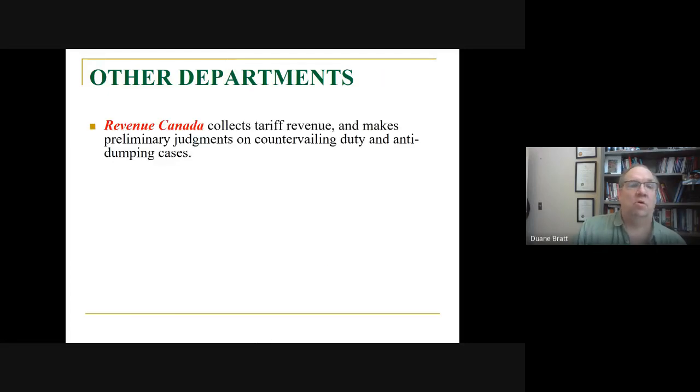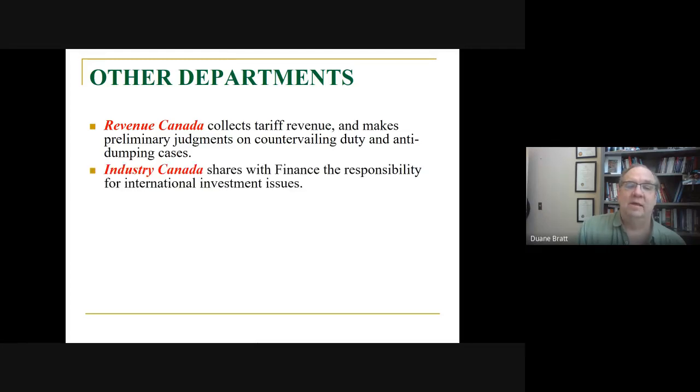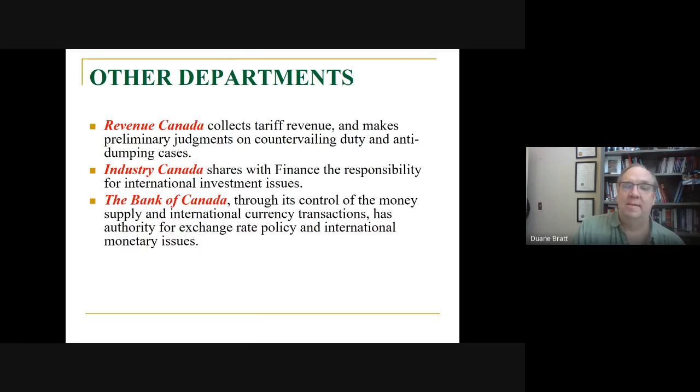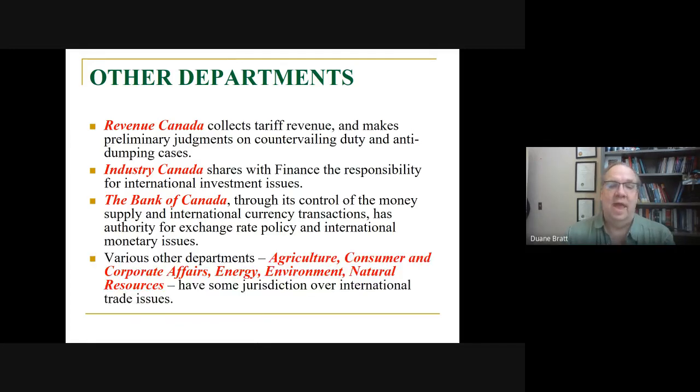Other departments are also involved. Revenue Canada collects tariffs. Industry Canada deals with investment issues, which will be the subject of a subsequent video. Bank of Canada deals with currency transactions, exchange rates, monetary issues. That has an impact on trade. And various other departments also are involved in trade. We've already mentioned agriculture, for example.